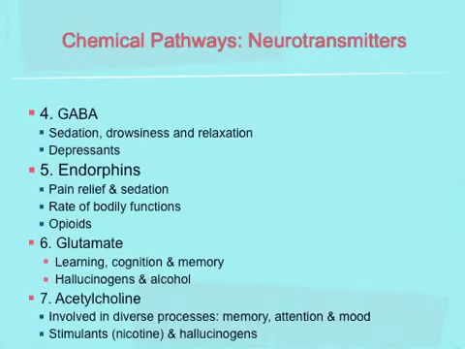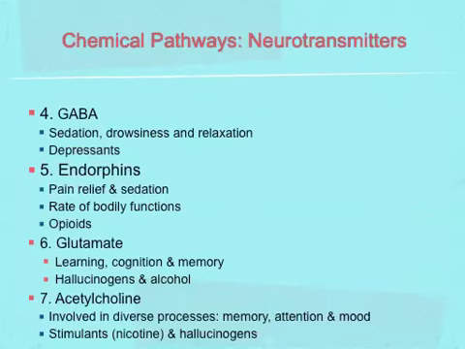Looking at other neurotransmitters, we also have GABA, which can be seen to have a calming effect. It is often referred to as a brake to too much anxiety as it produces sensations of sedation, drowsiness, and relaxation. Depressants such as alcohol and sedatives are seen to impact GABA the most. Next are endorphins, which play a featured role in regulating pain relief and sedation. These also impact the rate of bodily functions. The substances impacting this neurotransmitter the most are opioids.